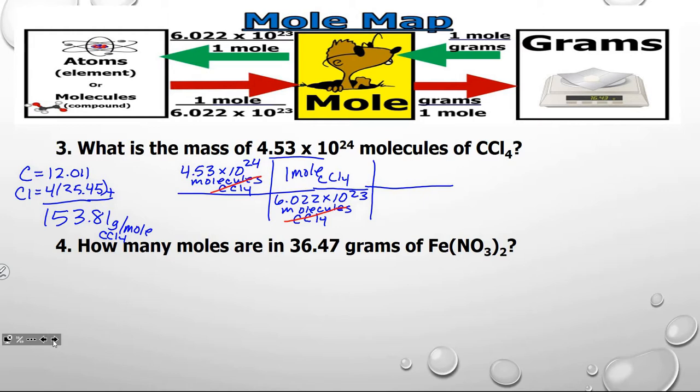Now I'm at the mole, which is the yellow. I'm going towards grams. I'm going to use that bottom conversion. So I've got 1 mole CCl4, and on the top I put what I added up, 153.81 grams. And you'll notice it's grams divided by mole. That's why it fits there, of CCl4. Okay, hit my equal sign, cross out my moles.